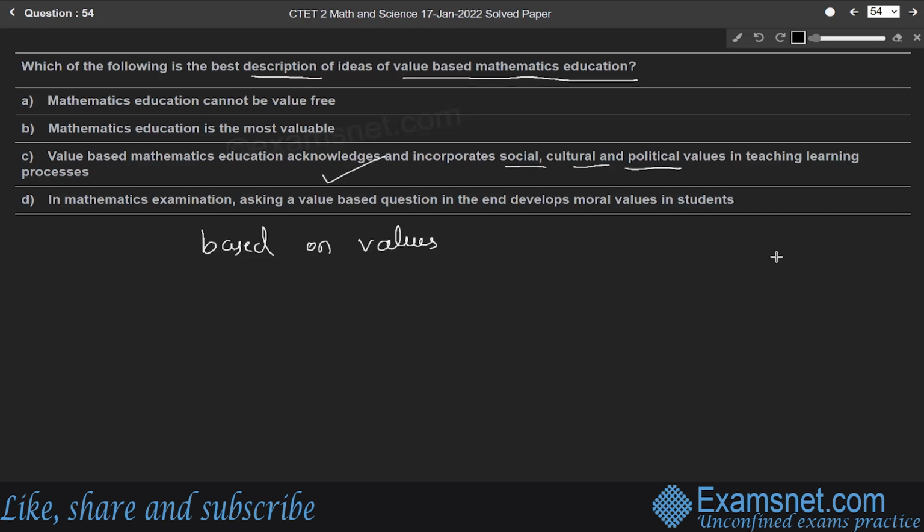Social and cultural values that favor or support the social group or society and which concern the individual's duty to society as related to mathematics education. Examples from this category are cooperation, justice, and appreciation of the beauty of mathematics. Whereas when it comes to political values, a political perspective in mathematics education is a way of looking at how mathematics, education, and society relate to power. Therefore, option C is the right answer.